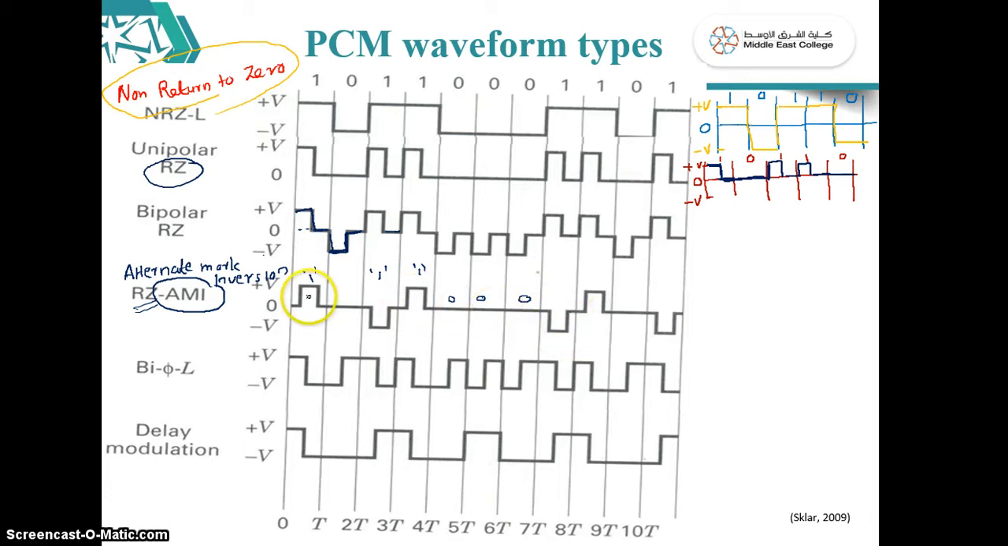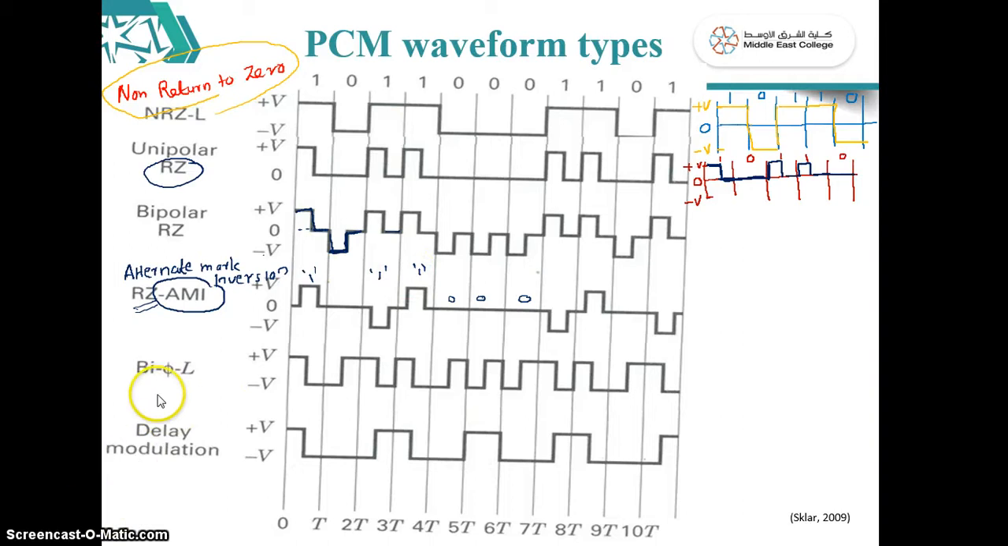So it is alternate mark inversion. Alternate ones will be of opposite polarity. This is positive, then this will be negative. This is positive, this is negative. Alternate ones will be of opposite polarity, and zeros are represented by the absence of a pulse. This is called alternate mark inversion.